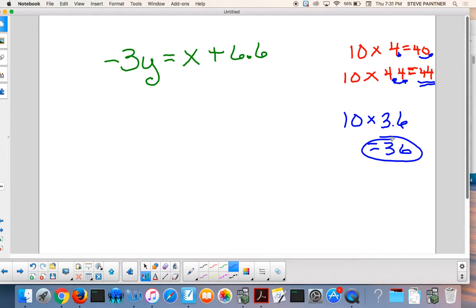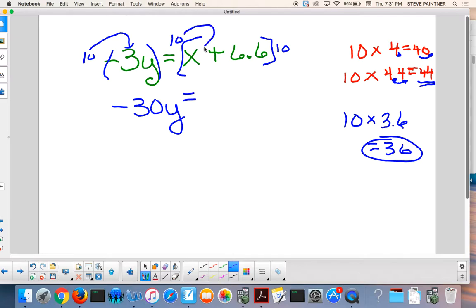So this one, you'd say 6.6. How do I get rid of it? Multiply by 10. 10 times this, negative 30y. 10 times x, 10x. 10 times 6.6, hey, look, it's gone. Okay, so that's what you want to do. Multiply by 10 to get rid of a decimal.